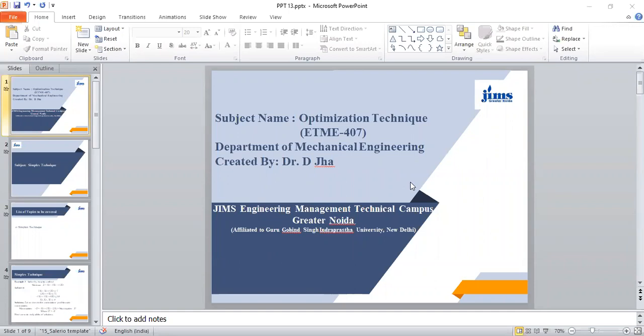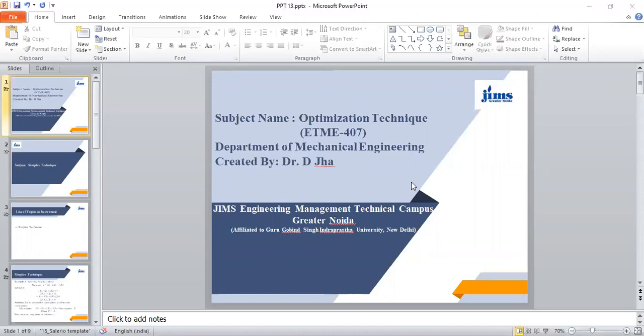We have studied so far the basic definitions and applications of optimization technique, mathematical modeling of linear programming problems and its solution by graphical technique, and we have also solved a few problems by simplex technique.